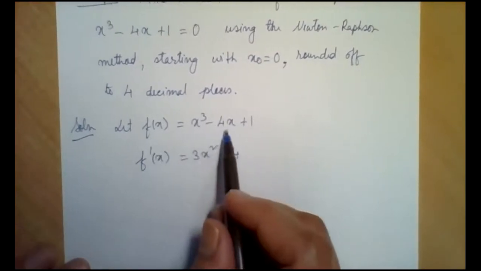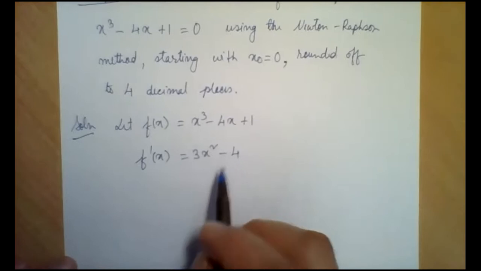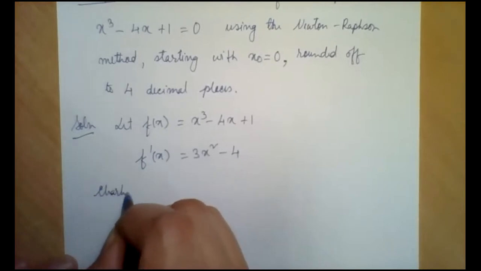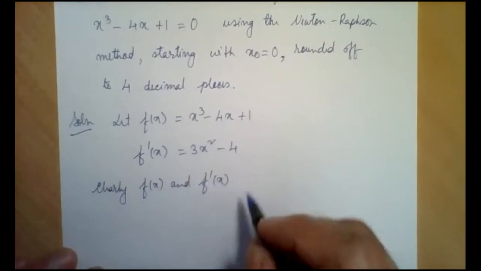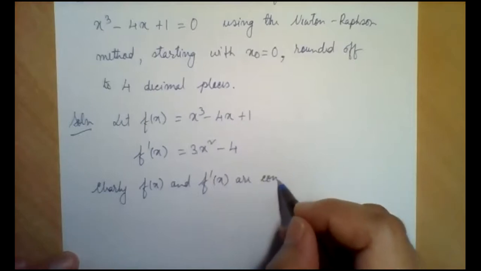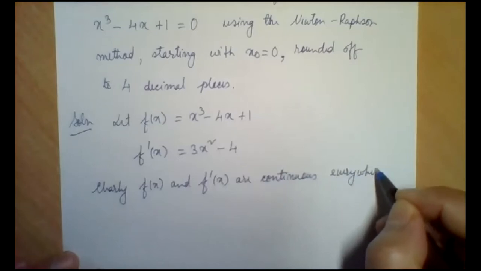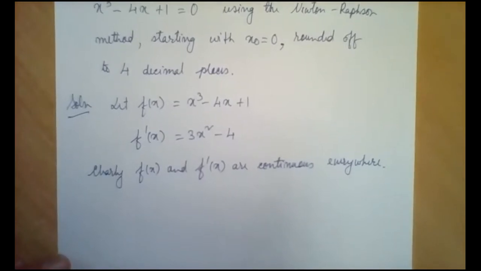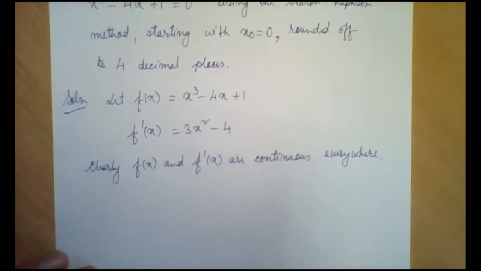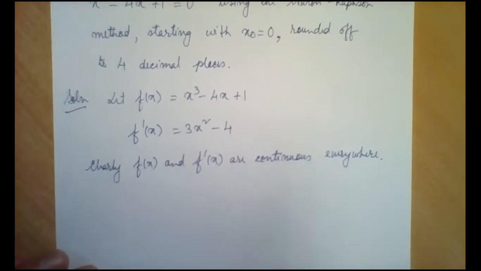Since f of x is a polynomial and f prime of x is also a polynomial, both of them are continuous functions. Clearly, f of x and its derivative f prime of x are continuous. Polynomial functions are continuous everywhere. Since the function and its derivative are continuous, we can use the Newton-Raphson formula.